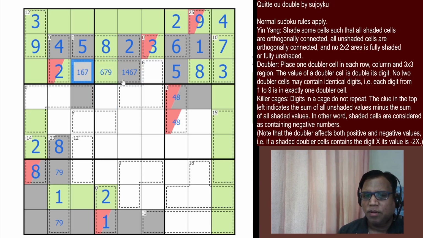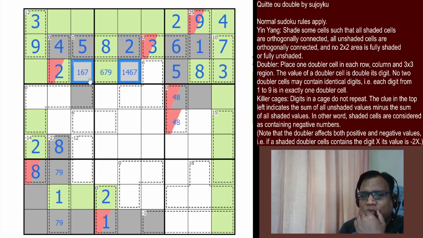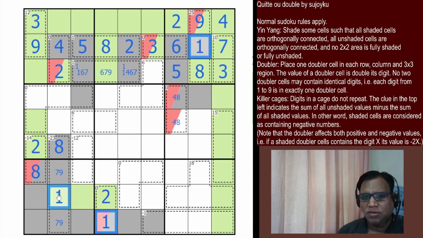6 is still possible, right? Is 7 possible here? So can I say one has to be here? Yeah, one has to be one of these, right? Because if one is not there, the next is 6 4, which is 10, and this has to be 11. So that's not possible. So one has to be one of these. Is there something that is not one?